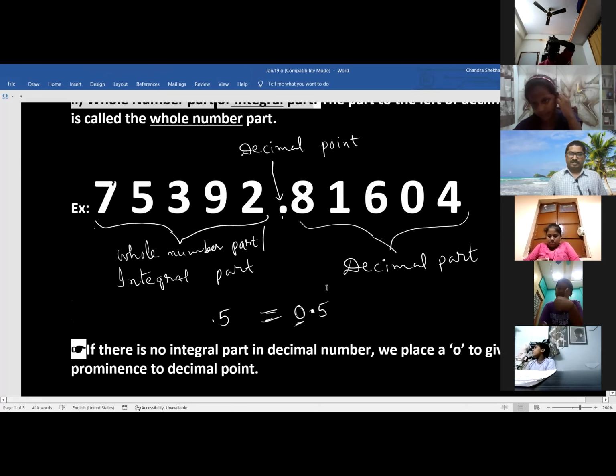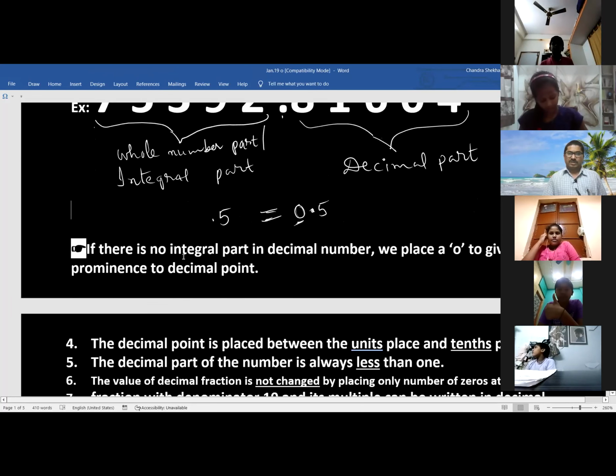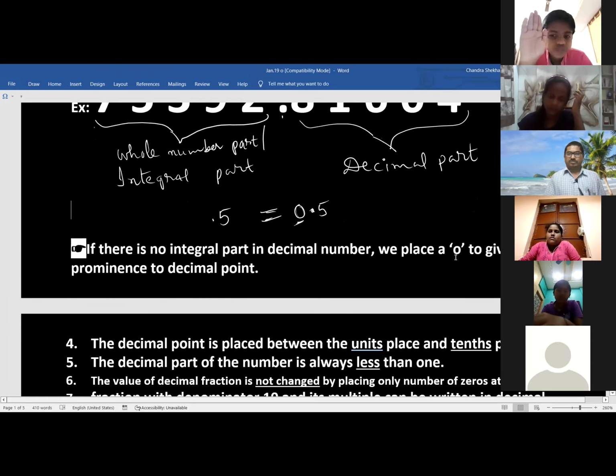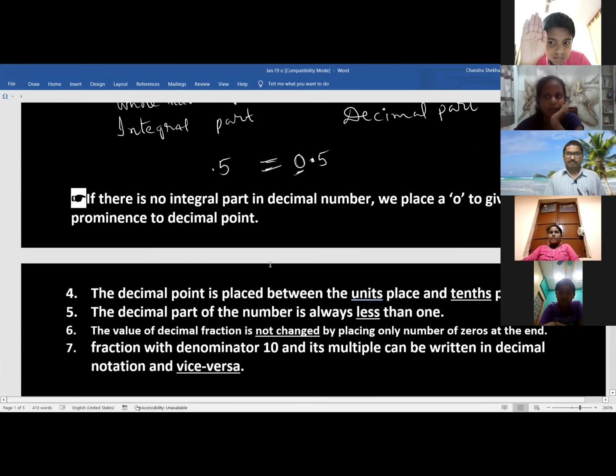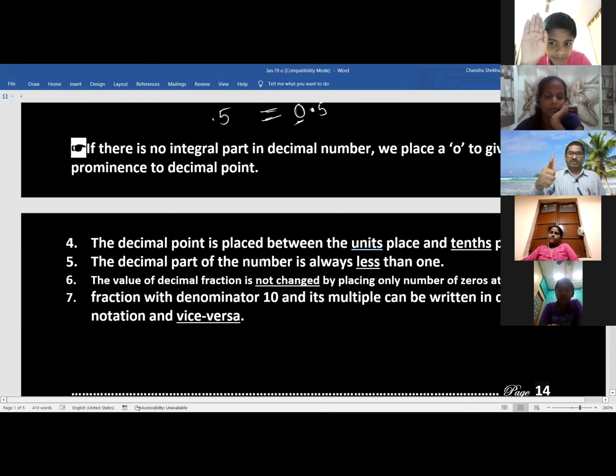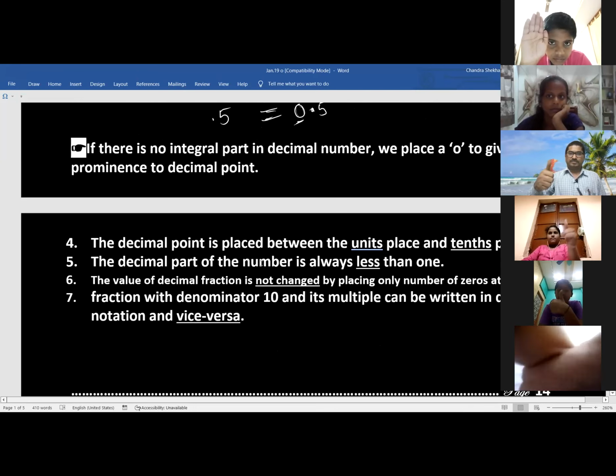Okay, right. If there is no integral part, meaning whole number part, in a decimal number, we place a 0 to give prominence to the decimal point. Okay, right. Understood, everyone, this point? Sure.